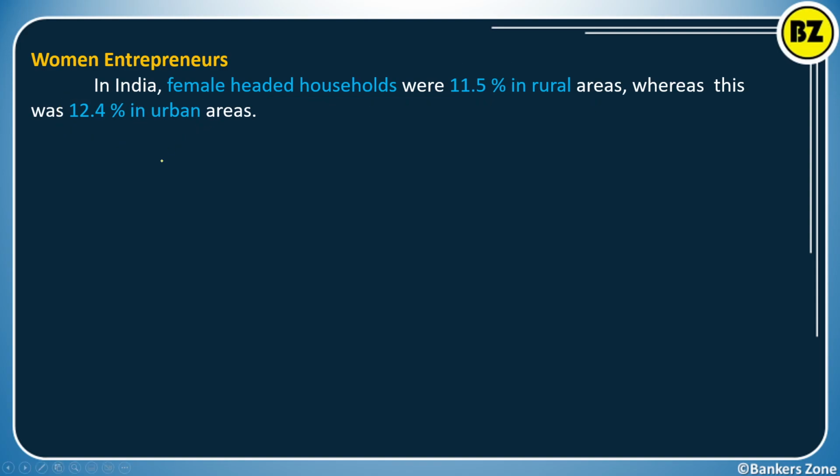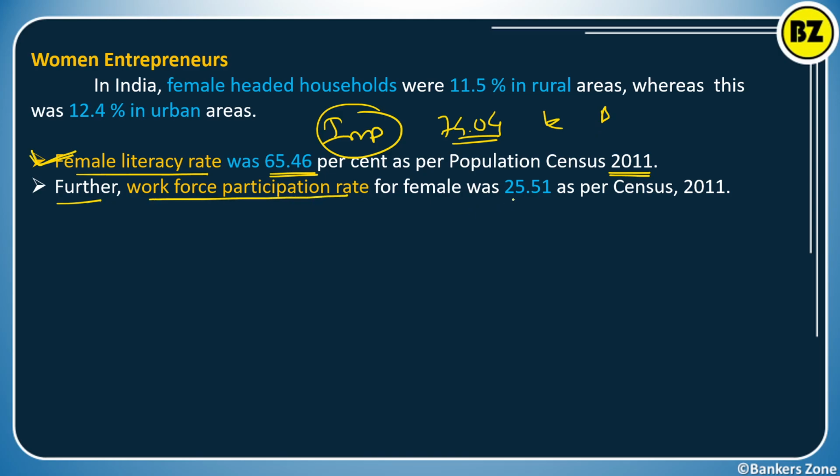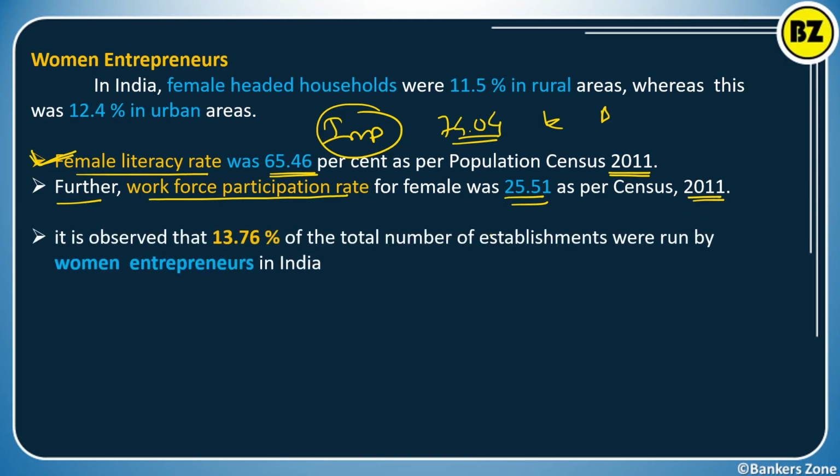Okay, now the female literacy rate was 65.46% as per the 2011 census, which is repeated two times, so it is again an important bit from the exam point of view. Okay, female literacy rate in India. Now what is India's overall? 74.04. Highest literacy rate Kerala, lowest Bihar. Further, the workforce participation rate for females is 25.5 as per the 2011 census. Now it is observed that 13.76% of the total number of establishments were run by women entrepreneurs. So this is also again important.